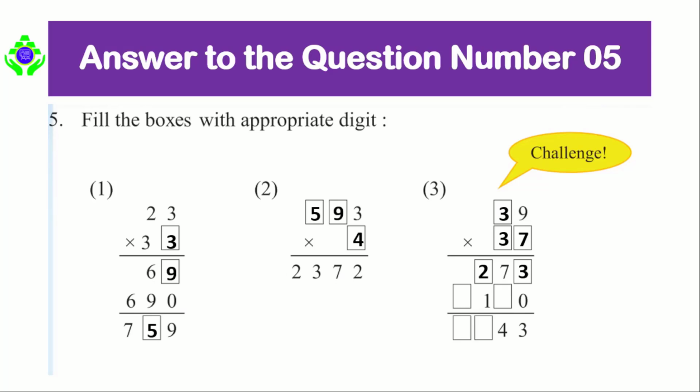If I shift from 7 to this 3, I should write a 0 here. Then 3 into 9 is equal to 27. That's why I write a 7 here. And 2 will be in my hand. Then 3 into 3 is equal to 9. Then 9 plus 2 is equal to 11. So that's why there is 1 and 1.